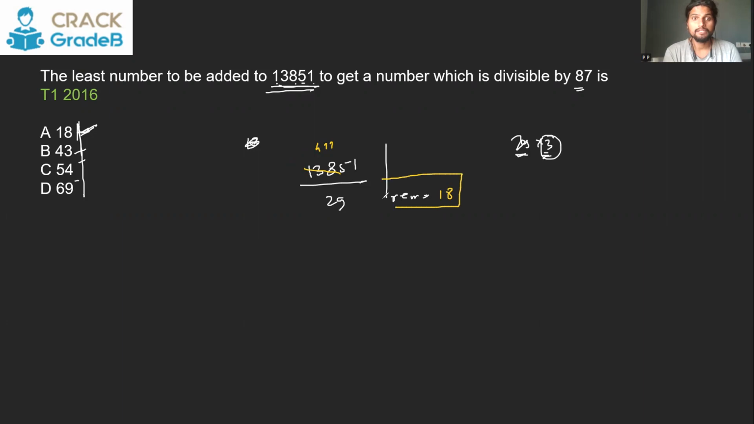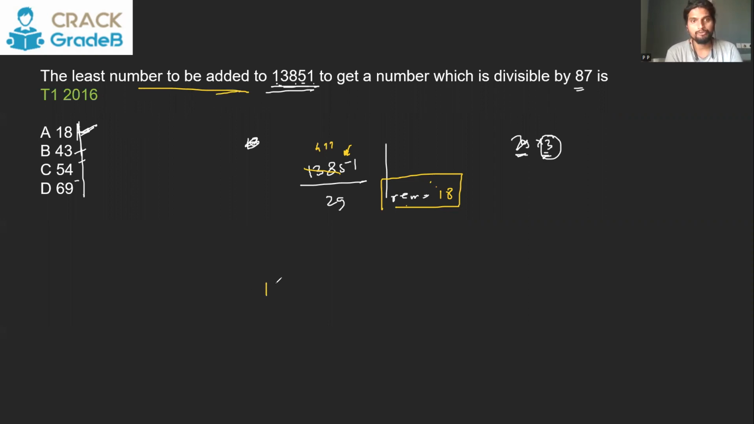So that means if you subtract 18 from this number, because 18 is the remainder, if you subtract 18 from this number, it will be divisible. But we are told to add. The least number should be added.